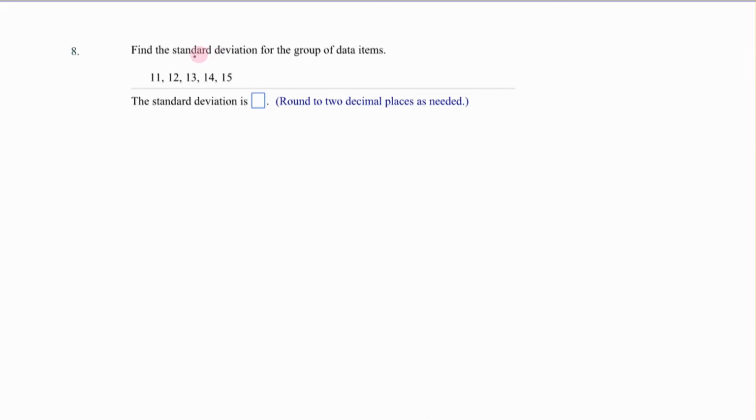Step number 1 in finding the standard deviation is to find the mean. And the mean is add them up and divide by the number. So it is 11 plus 12 plus 13 plus 14 plus 15, and I will divide that by 5, and I will get that the mean is 13.